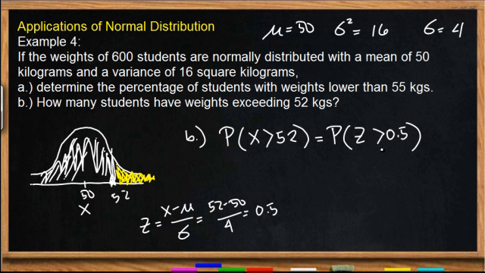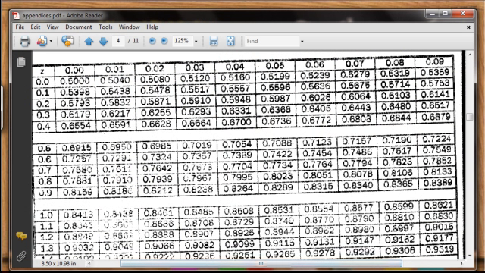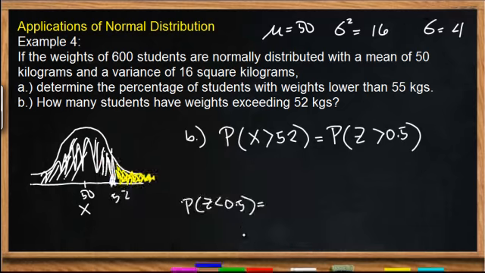We need the probability that z is greater than 0.5. How do we get it? The table gives us the probability of less than 0.5. So from the table, the probability that z is less than 0.5 is what? Looking at the table, z less than 0.50 is 0.6915. And since the table gives less than, the probability of greater than is the other way around.